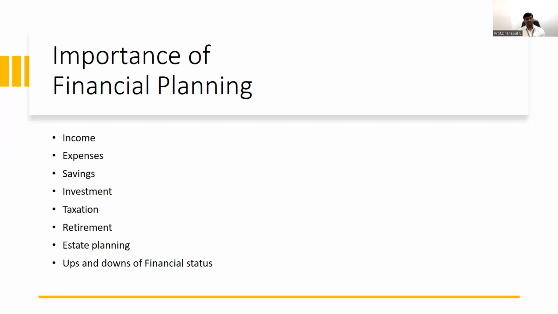Then we'll go for the taxation. Taxation is also very important, because every year we have to pay tax to the government. So how are you going to monitor the taxation? At the same time, the government gives exemptions for salaried people as well as business people.